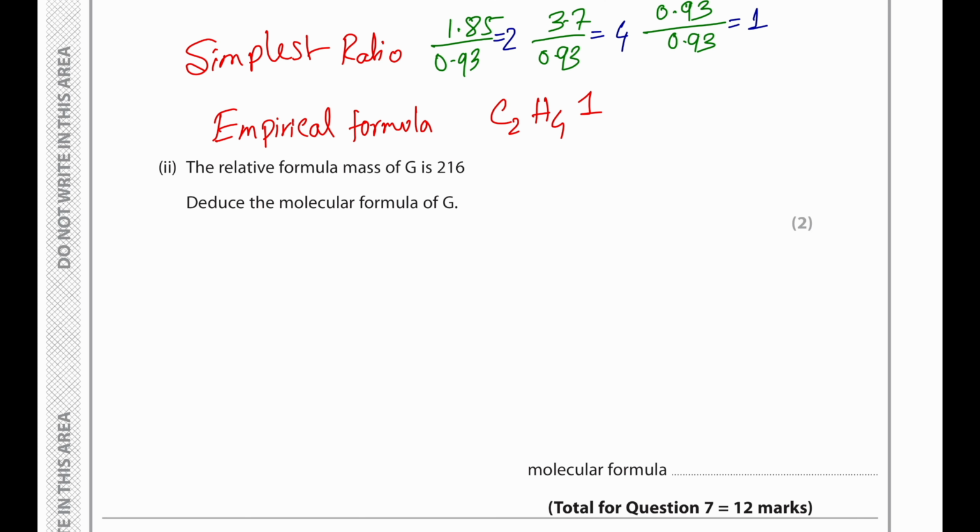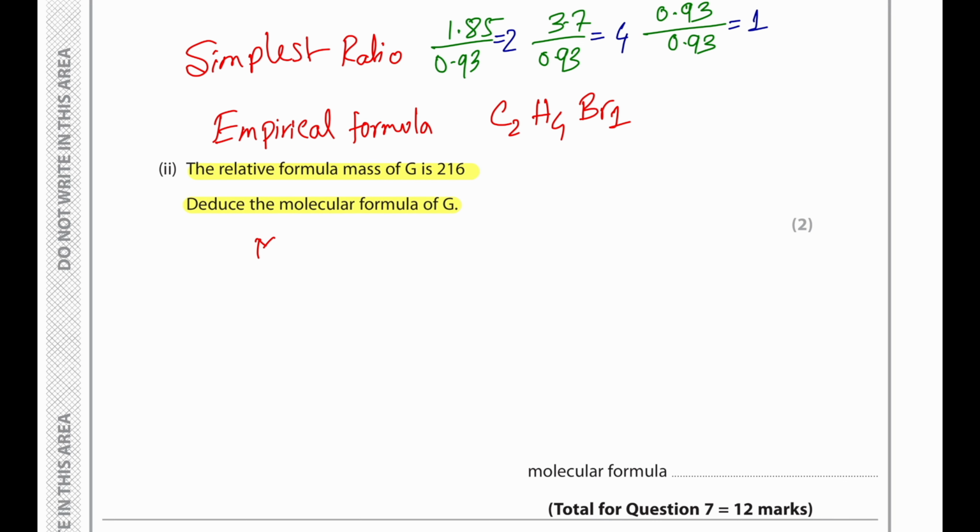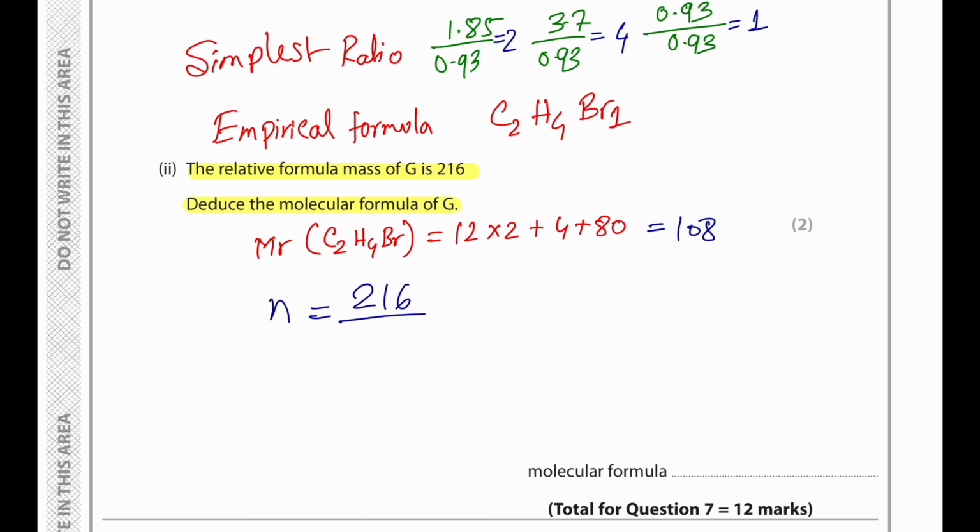The relative formula mass of G is 216. Deduce the molecular formula of G. First of all, we'll find the Mr of the empirical formula. Once we find the Mr of the empirical formula, the answer comes to 108. Then by dividing 216 by 108, we find a number, which in this case is 2. Then to find the molecular formula, we'll multiply the empirical formula by this 2, which gives us C4H8Br2.